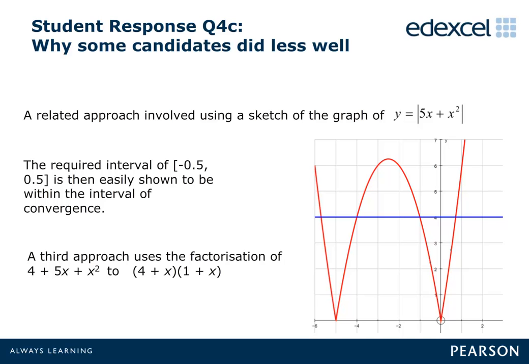Tucked away at the bottom of the screen is the comment that another approach involves the factorization of 4 plus 5x plus x squared as 4 plus x multiplied by 1 plus x, and then looking at the convergence of the two terms in the expansion of 4 plus x to the power of 1 over 2 by 1 plus x to the power of 1 over 2.